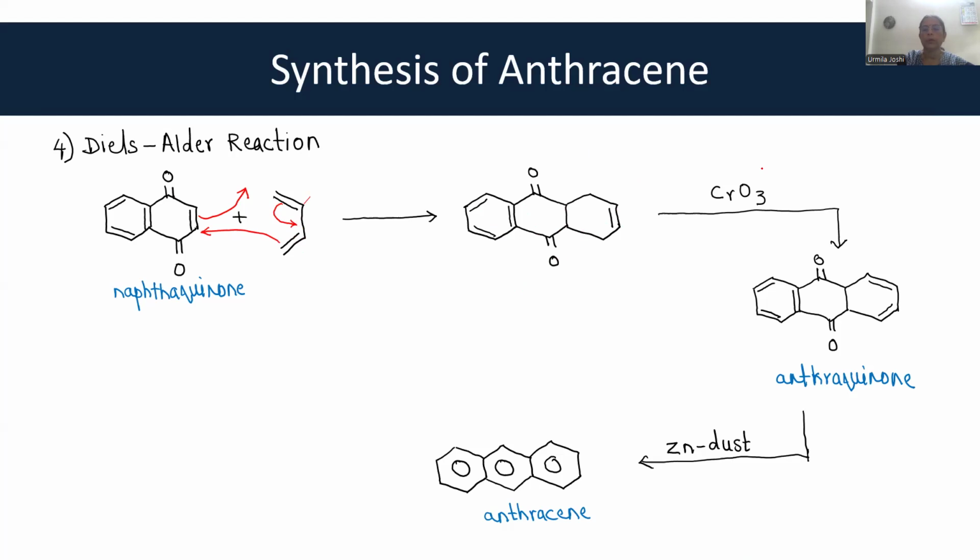Now, this is not anthraquinone. There is only one double bond. So this is converted to anthraquinone by treatment with chromium trioxide. Now just try to understand and remember this, that reduction is a reaction where a double bond is converted to a single bond. Vice versa, when a single bond is converted to a double bond, it corresponds to an oxidation reaction. Therefore, chromium trioxide is an oxidizing agent. This is a trick to remember.